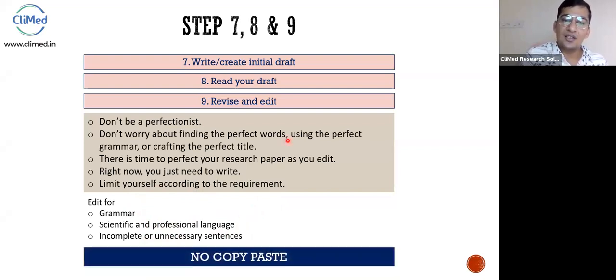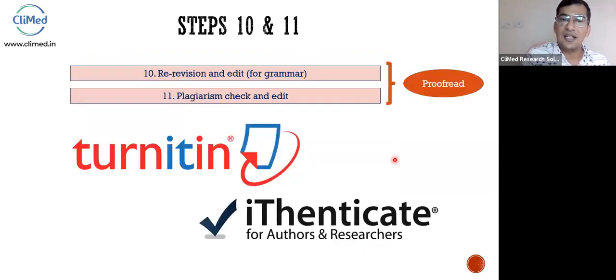And then the later part is, so here you can see, no copy paste. Definitely you should avoid it, because plagiarism is a criminal offense, if I may say so. Then steps 10 and 11: your proofreading is nothing but checking the grammar and all those things.